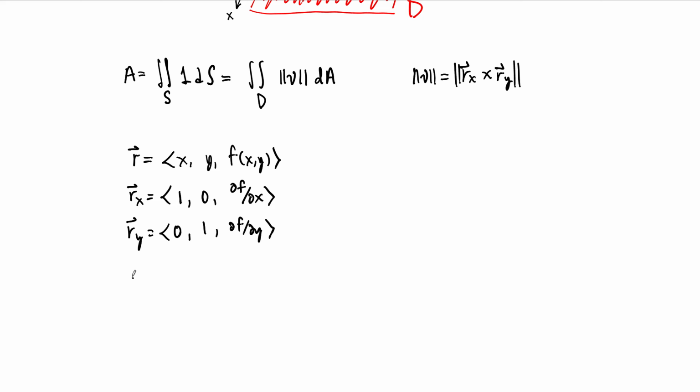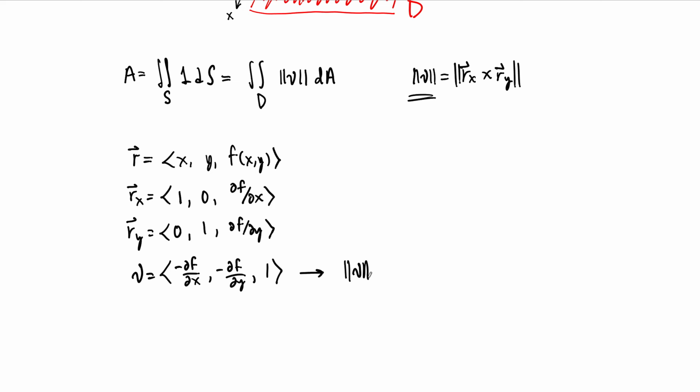And to get our vector nu, we have to take the cross product of these. So we get a vector back. The first component of the vector is going to be 0 minus df/dx. Second component is 0 minus df/dy. And the third component is 1 minus 0. All right, so that's our vector nu. But remember, when we integrate this vector function to find the surface area, we need the length of nu.